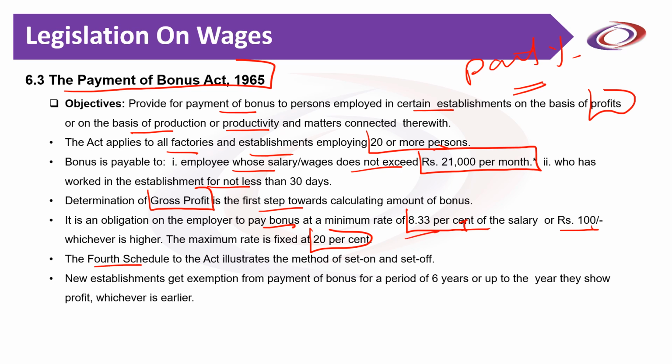Herein, the fourth schedule of the Act illustrates the method of set on and set off. The excess of the allocable surplus after distributing the bonus shall be the set on. So set on refers to the excess carried forward up to the fourth accounting year. In case there is a shortage or lack of allocable surplus, then it will come under the set off. So set off is the lack of allocable surplus. However, the new establishments get exemption from payment of bonus up to a period of 6 years. So payment of bonus comes under this act.